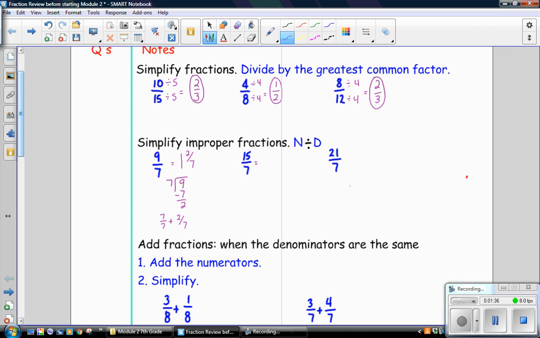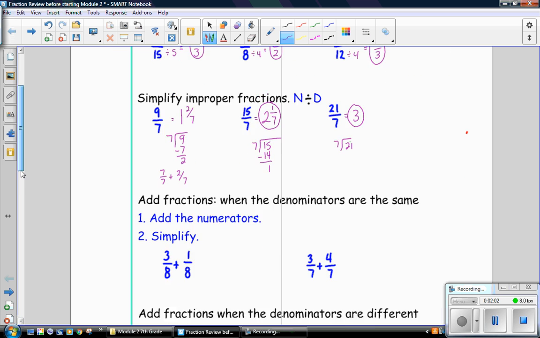Remember to divide by the denominator, and the numerator goes inside the division house. 7 goes into 15 twice, using 14, leaving 1 left over. That's your numerator. The denominator always stays the same. And finally, 7 goes into 21 3 times evenly.